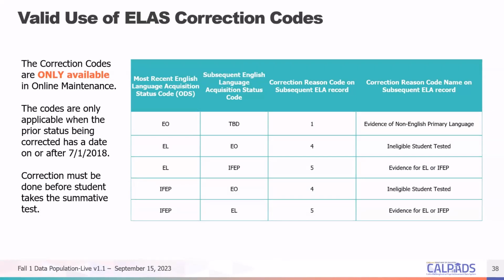Correction code 1, evidence of non-English primary language, should only be used for transitions from EO to TBD. Correction code 4, ineligible student LPAC tested, should only be used in transitions from EL or IFEP to EO. Correction reason code 5, evidence of EL or IFEP, should only be used to transition between EL and IFEP statuses. These correction codes are only applicable when the prior status being corrected has a date on or after July 1st, 2018. Corrections must be done before the student takes the summative LPAC test.